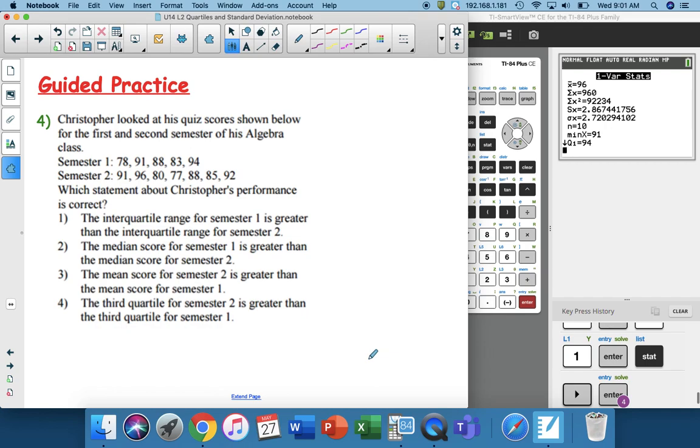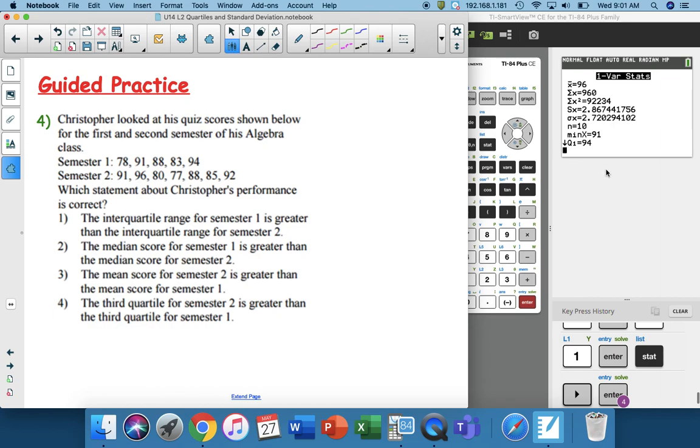It says Christopher looked at his quiz scores shown below for the first and second semester of his algebra classes. So this is semester 1, semester 2. Which statement about Christopher's performance is correct? Before we get all crazy writing down everything, let's see what they're asking us for. Choice 1 is asking for the interquartile range. Choice 2 says the median score. Choice 3 says the mean score. And choice 4 says the third quartile.